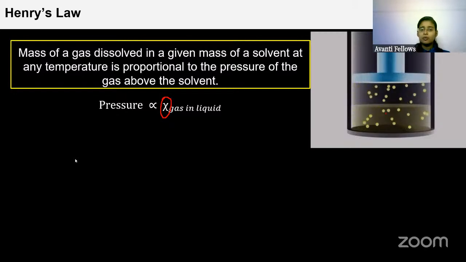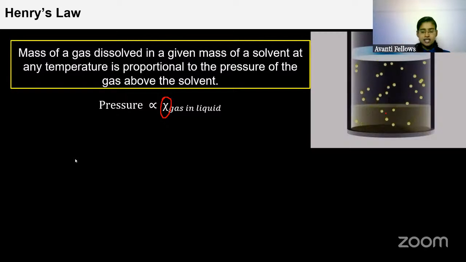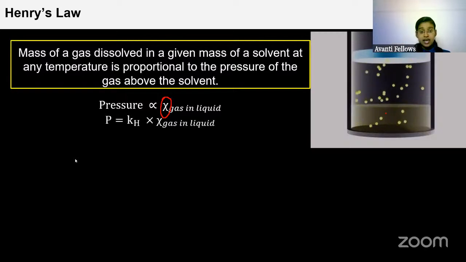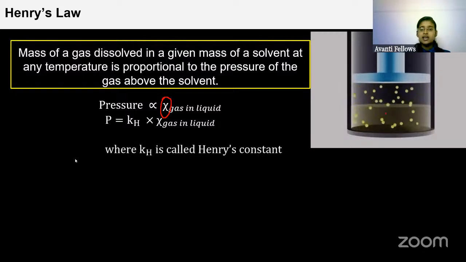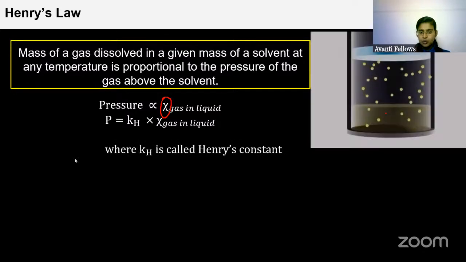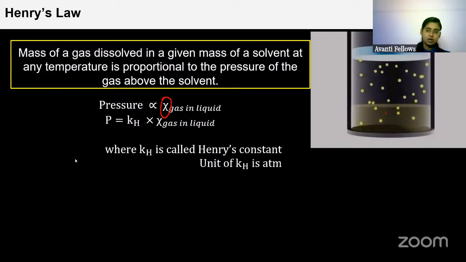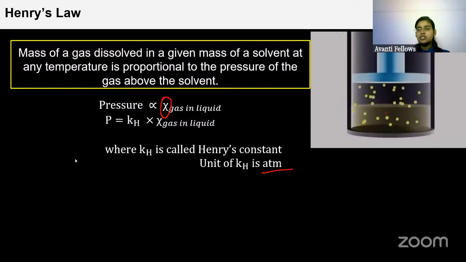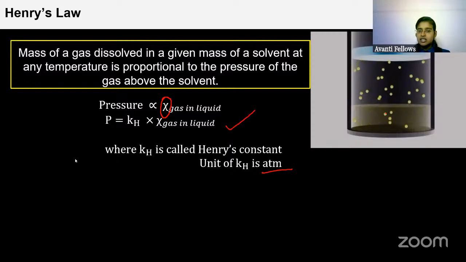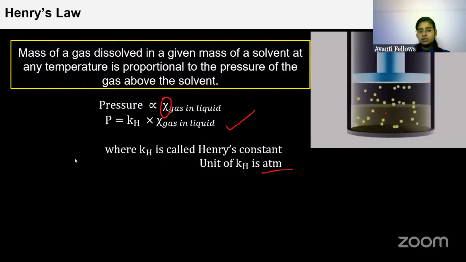Okay, if I remove the proportionality symbol, I have to introduce a constant, right? And that constant is called KH. KH is called Henry's constant. So P is equal to KH into mole fraction X. And the Henry's constant KH has a unit, which is very important. The unit of KH is atm, atmospheric pressure. Okay. So this is all about Henry's law and the Henry's law equation: P is equal to KH into mole fraction.